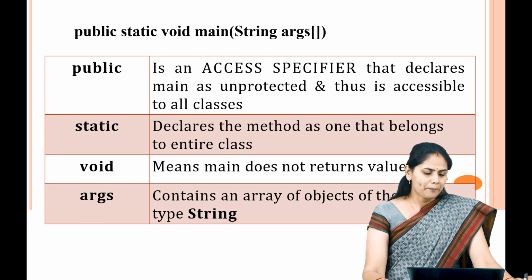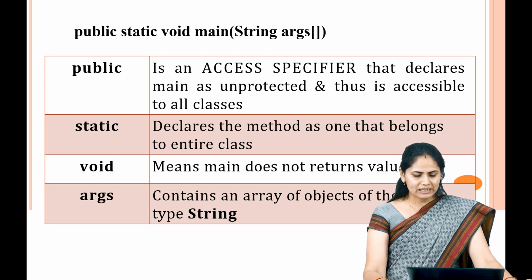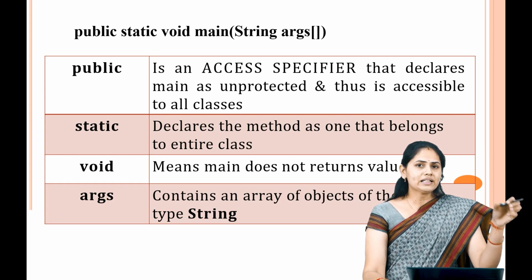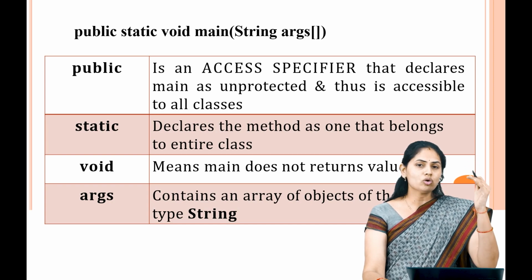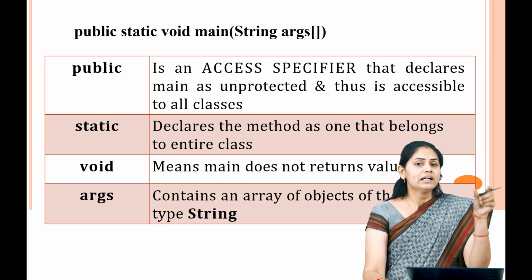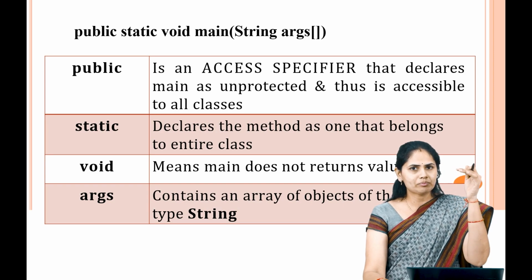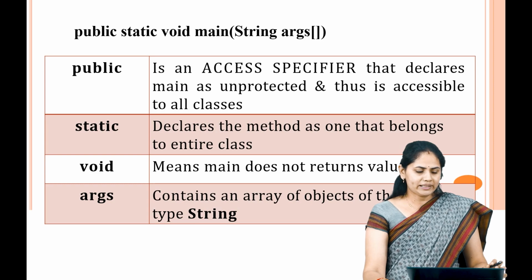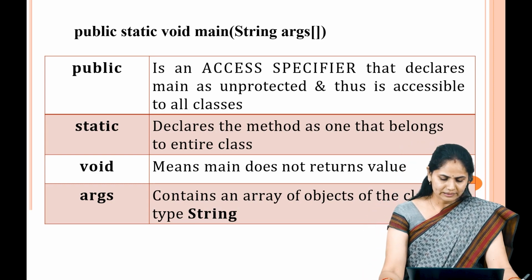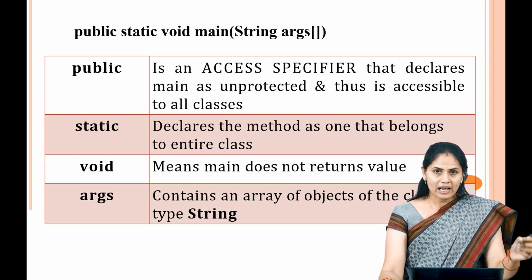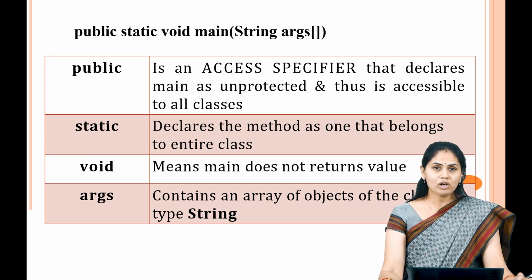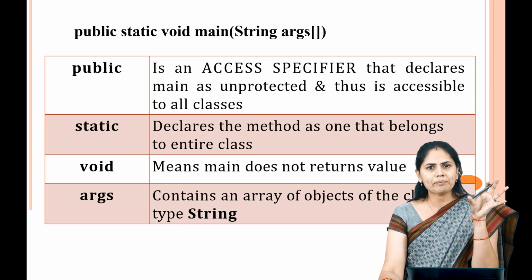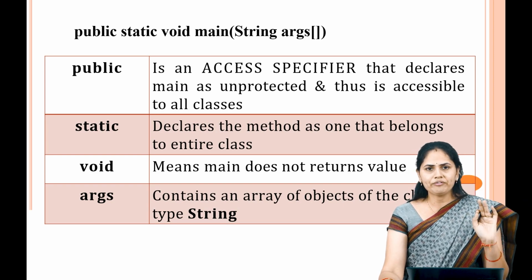Now here, public. Public is basically an access specifier that declares that this function is accessible to all the classes, meaning this main function is accessible to all the classes, all the programs. Static. Static declares the method as one that belongs to the entire class, meaning this main function is a method which belongs to every class.